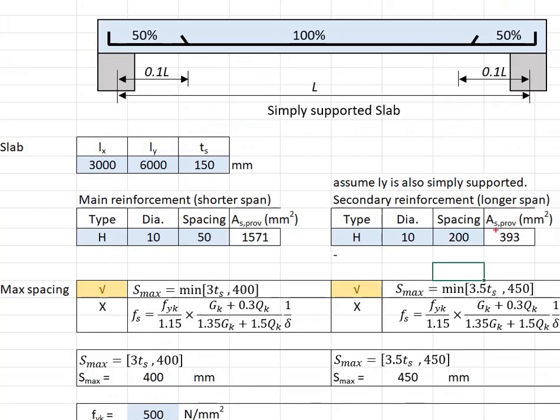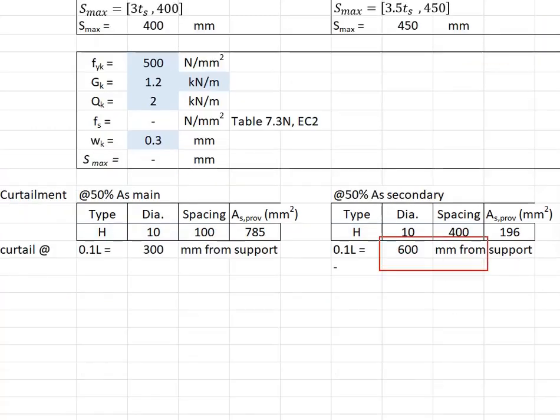It is half of the provided bar area. And then you need to determine where the reinforcement bar should be curtailed. Since you are dealing with the secondary reinforcement, you are referring to the longer span, which is 6 meters. 0.1 multiplied by 6 meters, you get 600 mm from the support. Ultimately, this is the amount of reinforcement bar after you've done the curtailment.